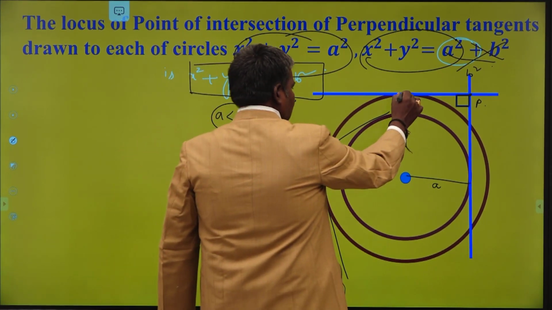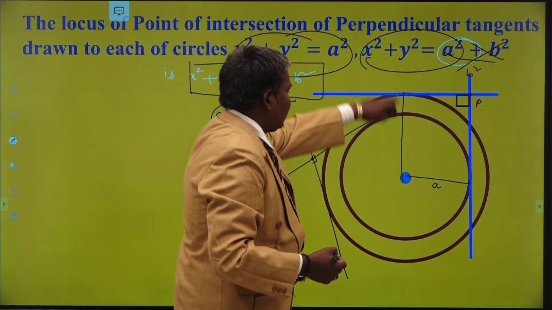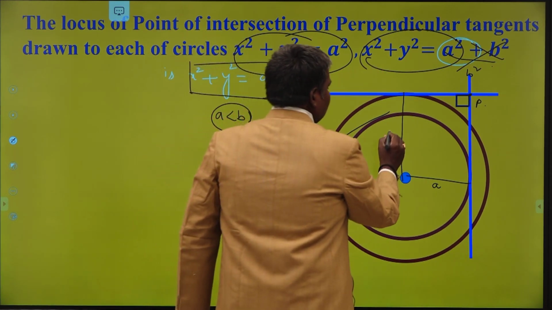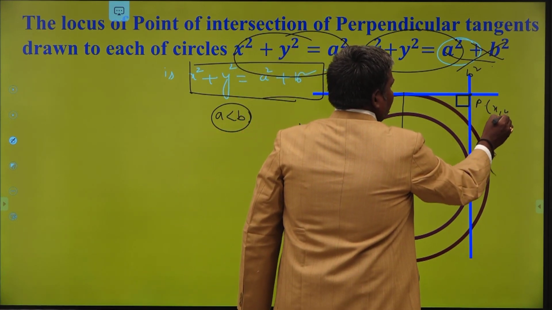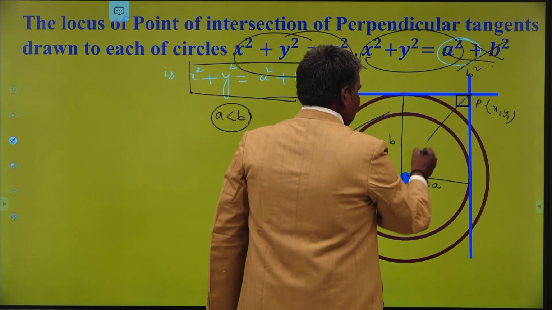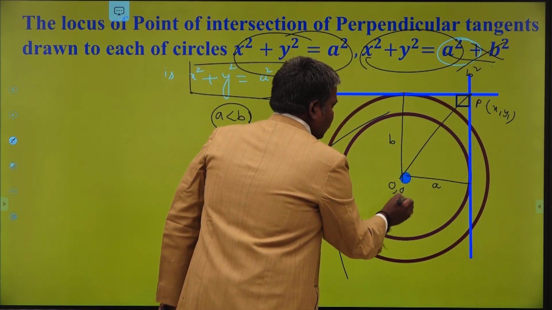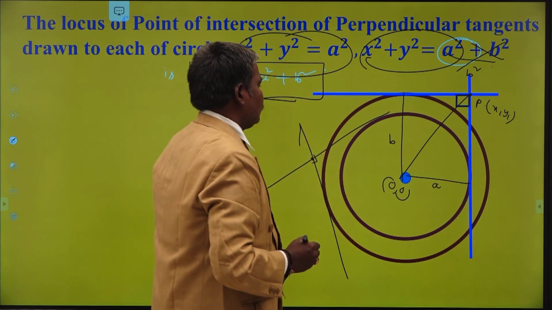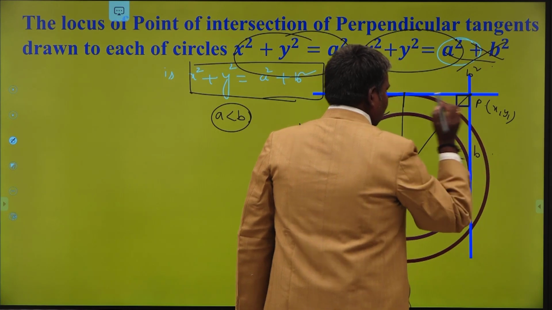Now draw the perpendicular from the tangent, that is the line joining. If you draw here to here, this becomes b units. Suppose P (x1, y1) is any point on your locus. The distance from here to here is root of x1 square plus y1 square, because the coordinates of the center are (0, 0). From that right angle triangle, if it is b units, automatically this is also b. Am I correct or not?